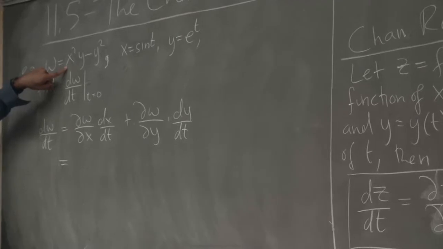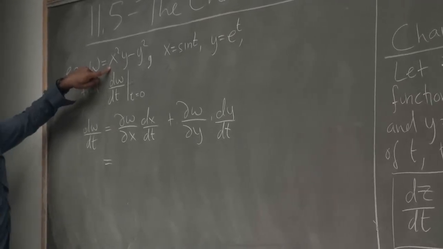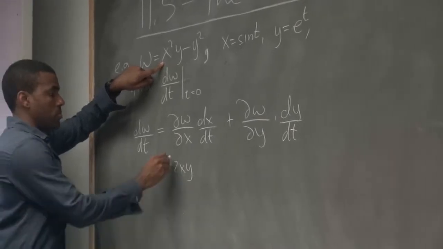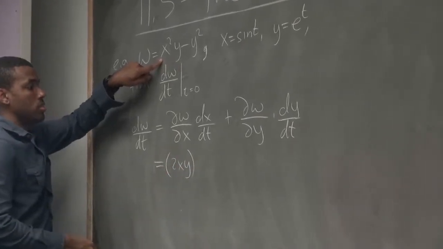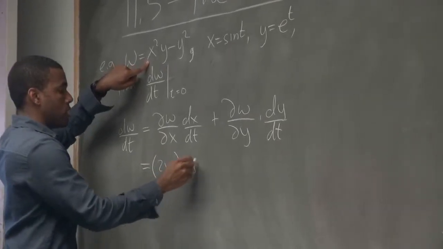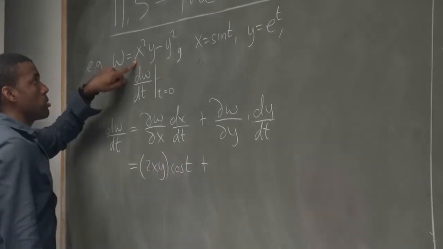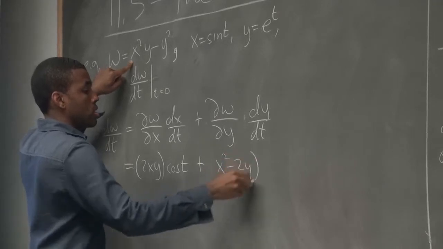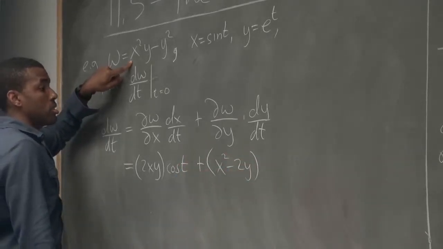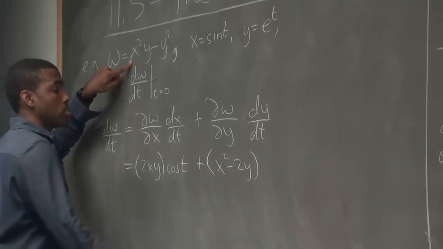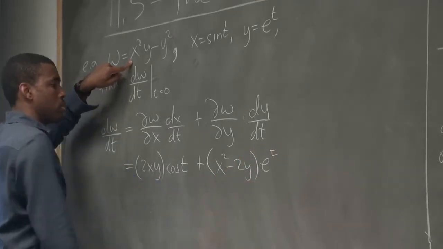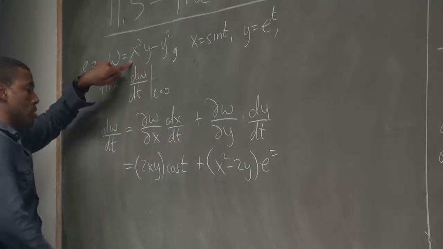What's dw/dx, partial with respect to x? 2xy minus 0, times dx/dt, cosine. Partial with respect to y is x squared minus dy, times dy/dt. Notice here I'm using brackets. Very important, because if anything has to distribute, you have to know.